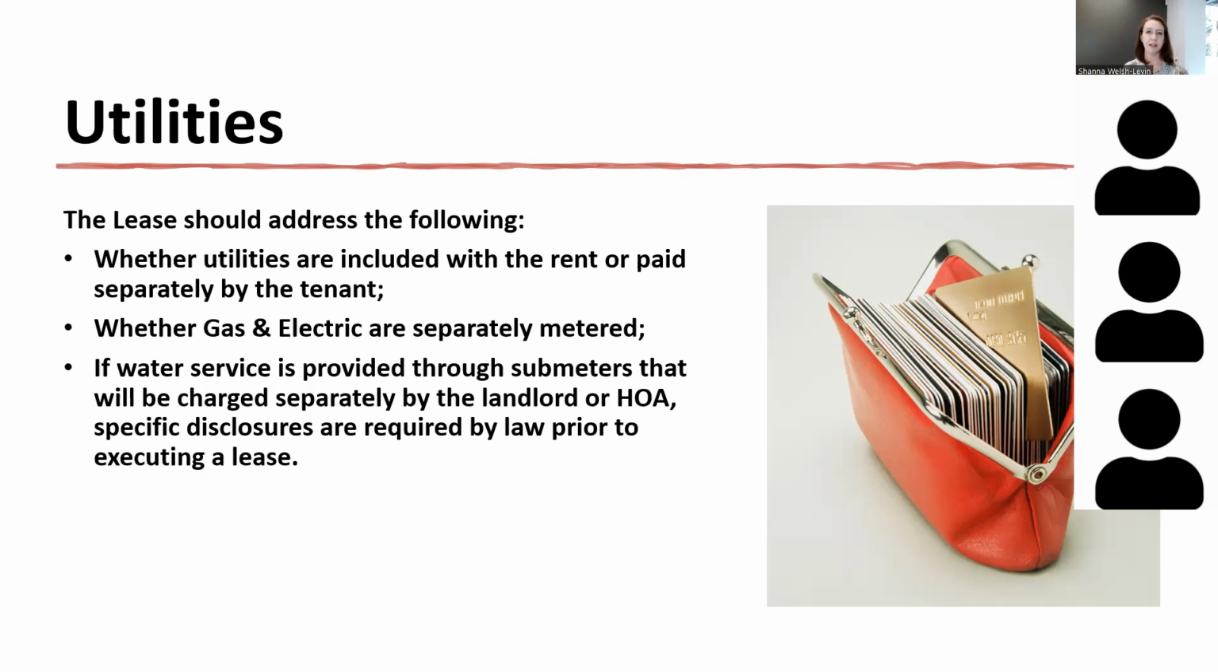If you have a building that does not have separate meters for the different units, or you are renting to roommates so that they can't just see how much gas and electric they've been using, you need to put in your lease the statement that gas and electric is not separately metered, and explain how those bills are meant to be divided. So you would say that this tenant is going to pay 50% or 30% of the gas and electric bill.